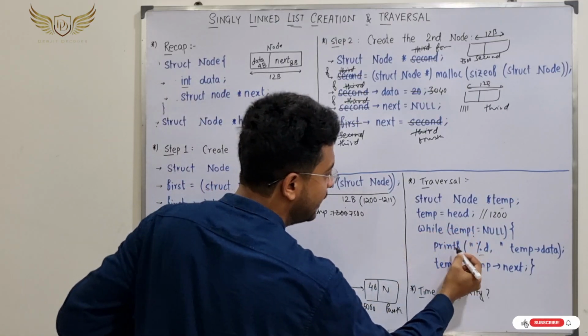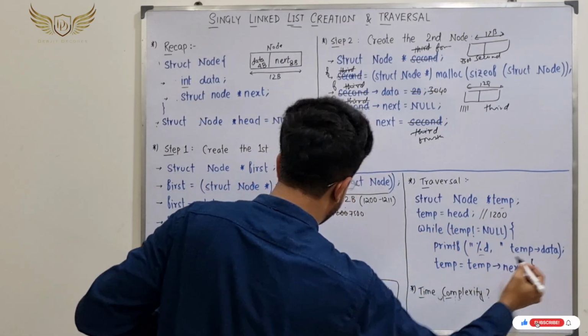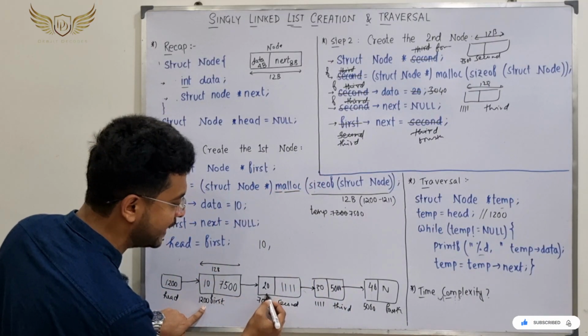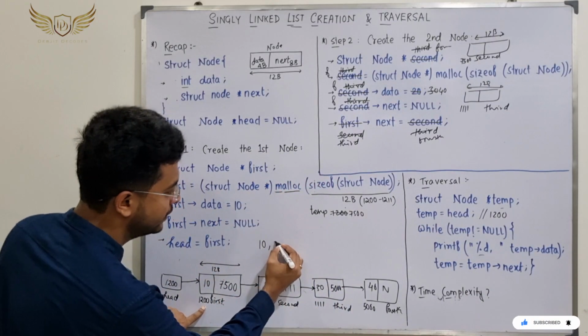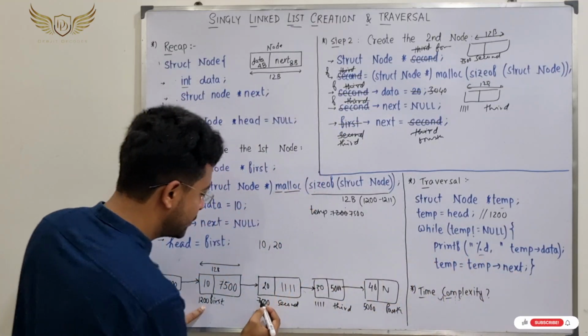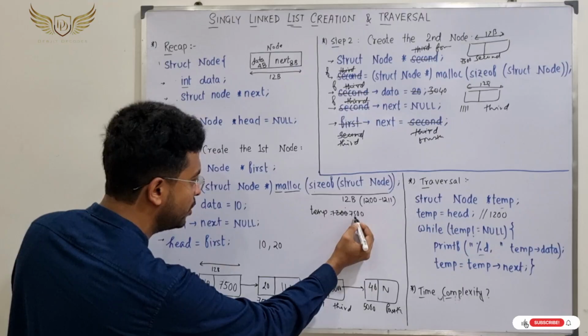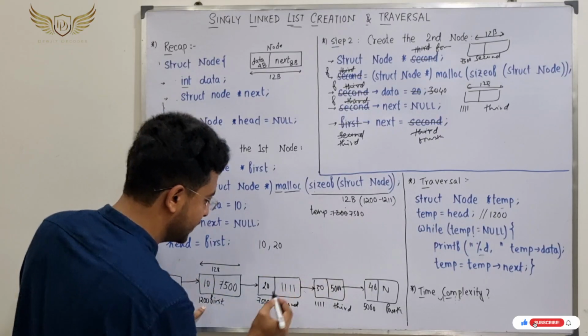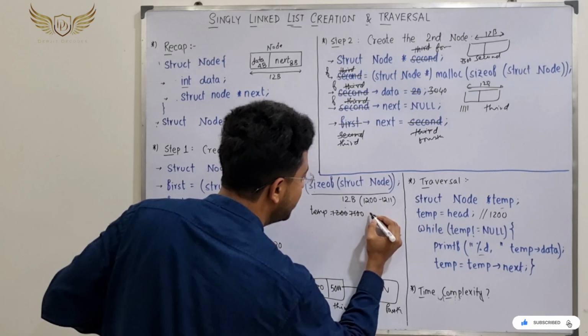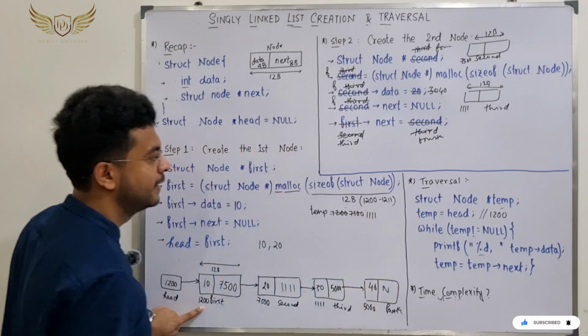Now again, while temp not equals to null, temp is not null because temp is having 7500. So you go here, printf %d temp arrow data, which is at 7500. That means go to the 7500 location and give me the data. That is this 20, so 20 will be printed. And temp equals temp arrow next. Temp was 7500, and now it is getting replaced by temp arrow next. We are at 7500, and what is next? 1111. It will be replaced by 1111.